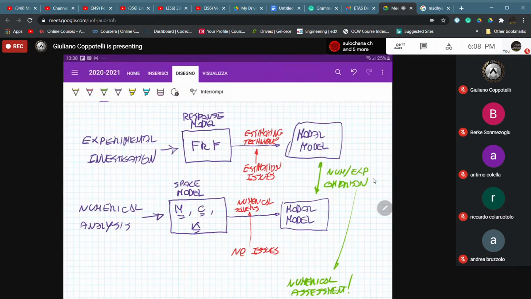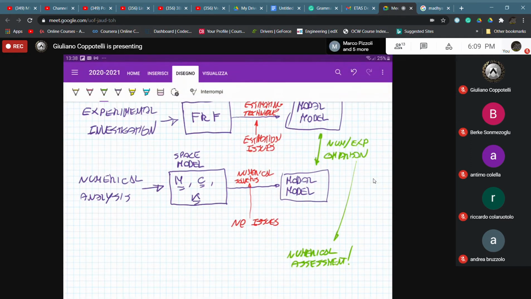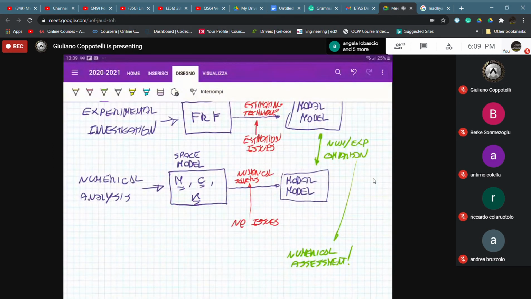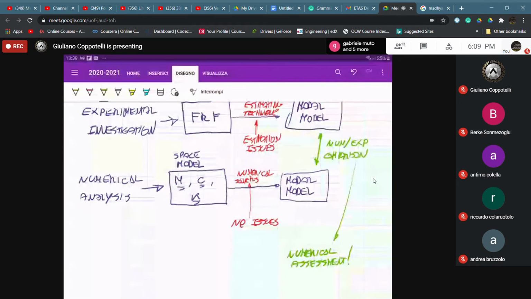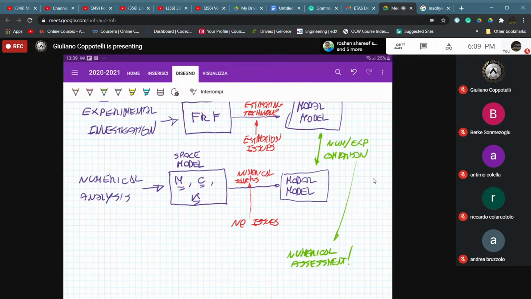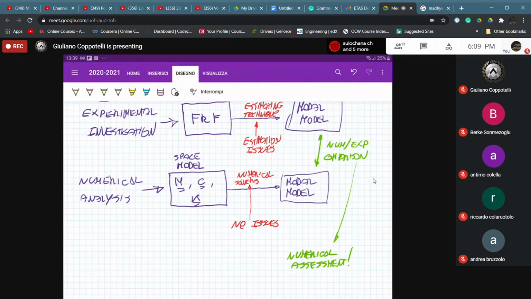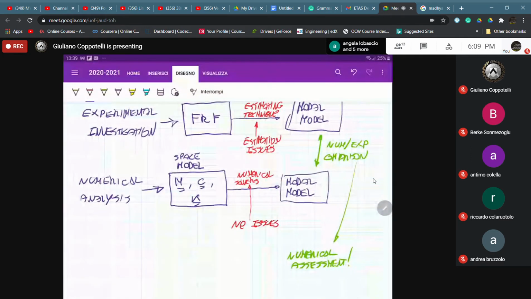Once you have an experimentally validated or assessed numerical model, then you are a very rich person, or your company is very rich, because your numerical model is able to predict whatever responses, whatever structure modifications, so that you can save a lot of time and money just avoiding a very huge number of experimental tests, to be sure that everything is in place after your change, after the structure modification. Okay.